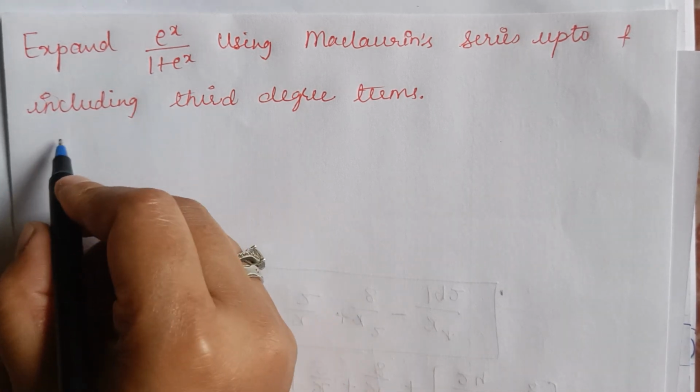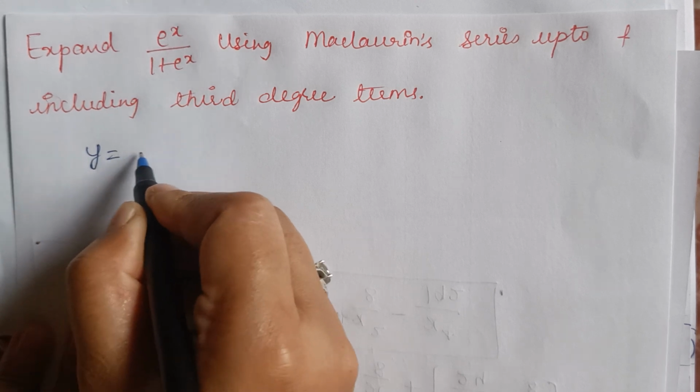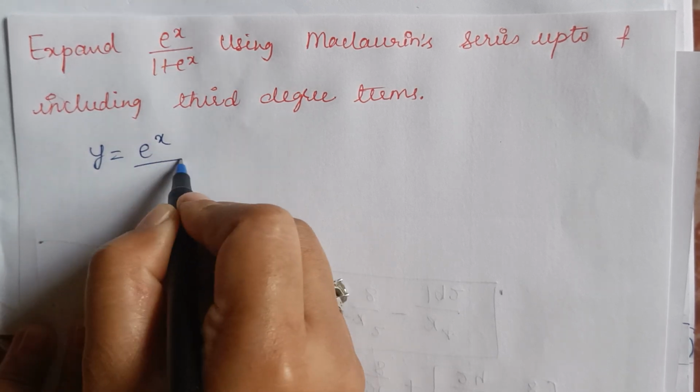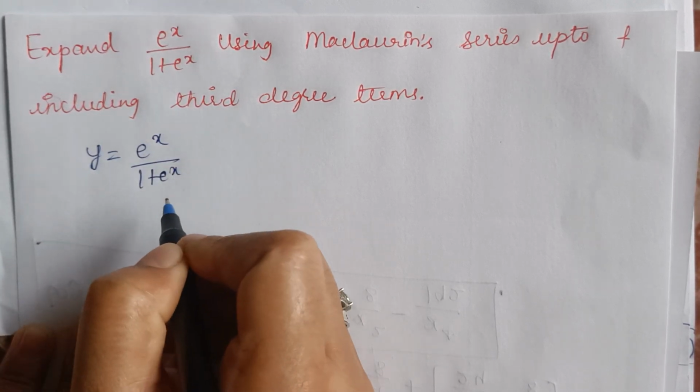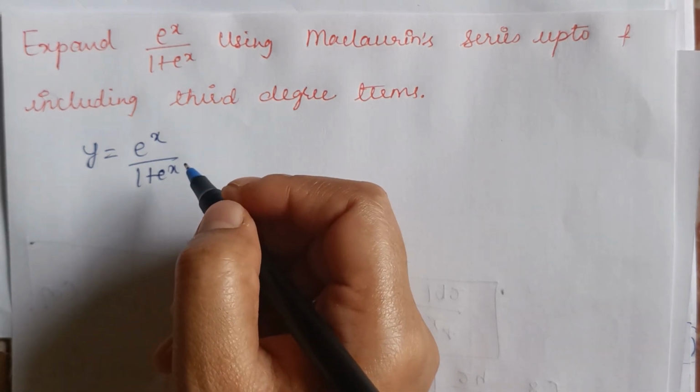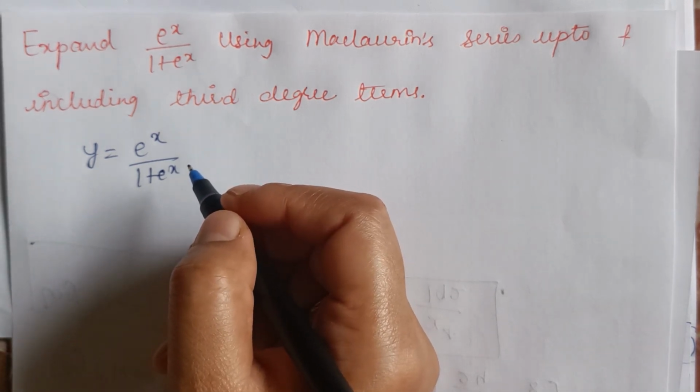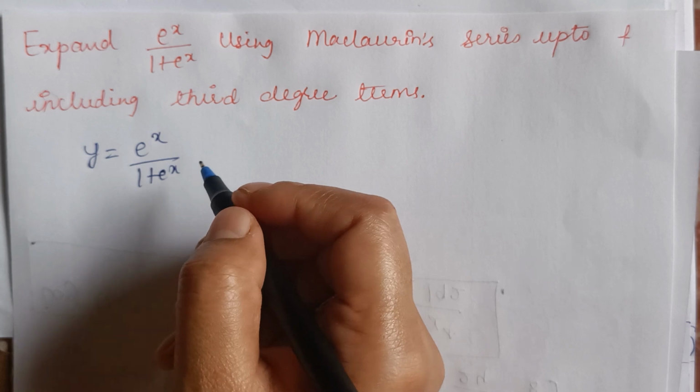So here, what is y? It is given as e power x divided by 1 plus e power x. Before proceeding, I forgot to write the Maclaurin series. So let us write the Maclaurin series for this.